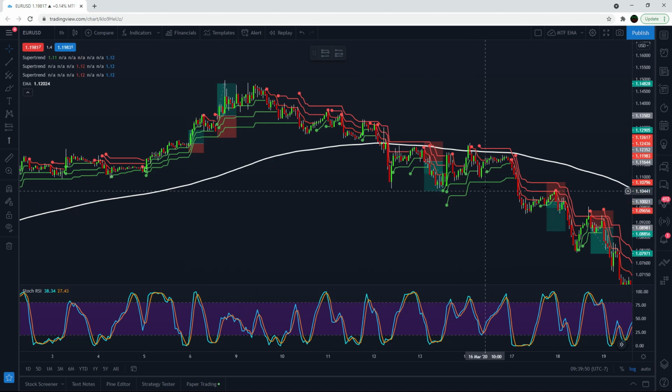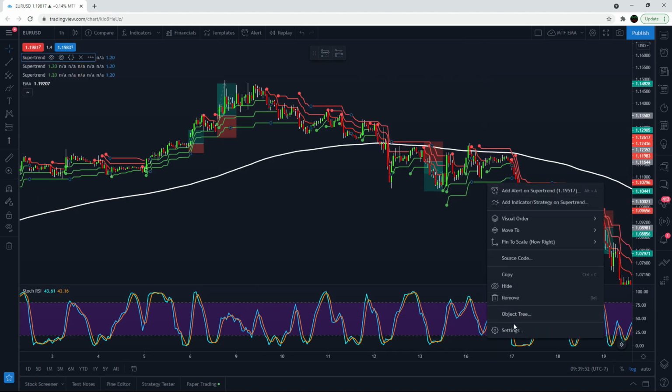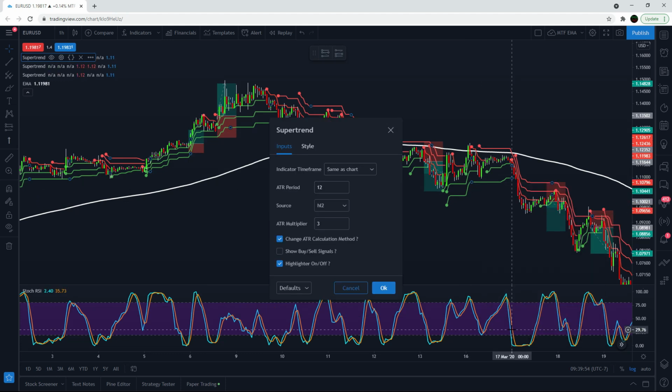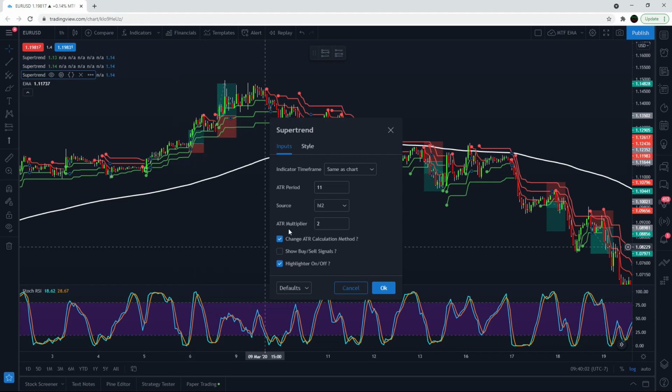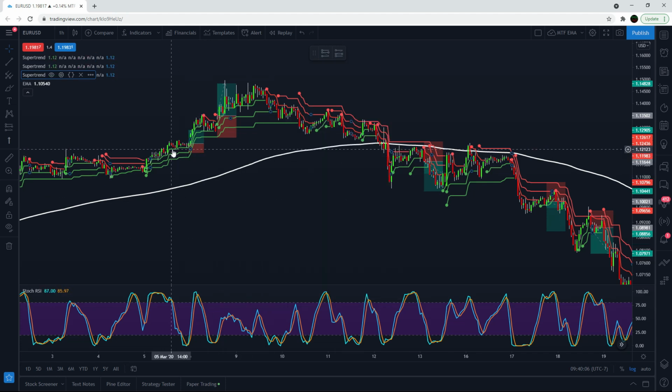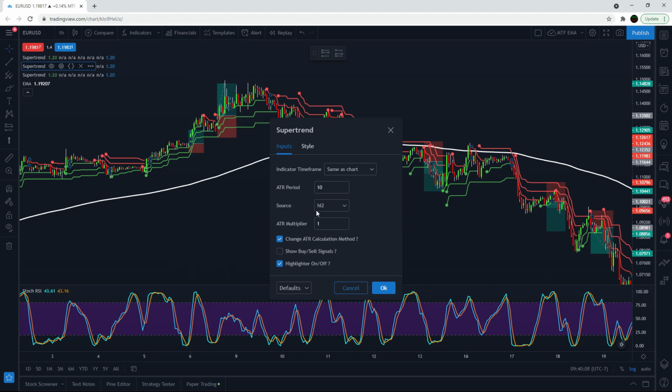And if we go to the settings, so let's go to the outermost Supertrend. And the settings are 12 and 3. And then if we go 1 in, the middle one, 11 and 2. And then if we go to the closest one in, 10 and 1.